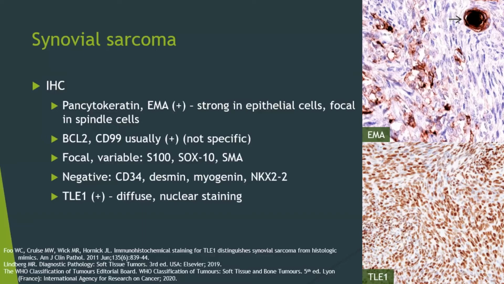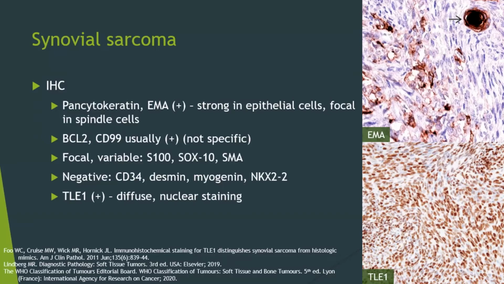BCL2 and CD99 are usually positive, but these are not specific. For example, CD99 stains for Ewing sarcoma, and sometimes even synovial sarcoma can have strong membranous staining for CD99, so it's not specific. S100 and SOX10 focal positivity may put malignant peripheral nerve sheath tumor in the differential diagnosis, but almost all synovial sarcomas retain H3K27ME3 staining, which would make MPNST less likely. Synovial sarcomas are negative for CD34, which makes solitary fibrous tumor less likely. Synovial sarcoma is also negative for NKX2-2.